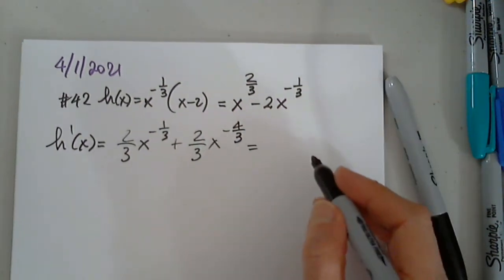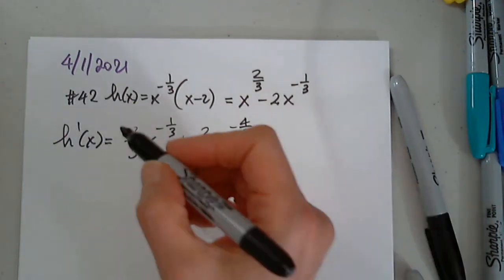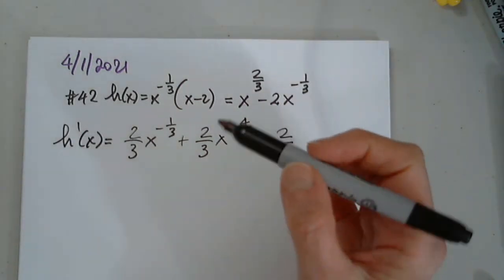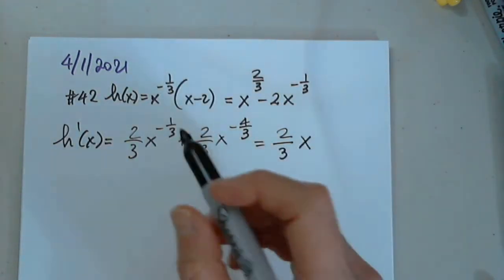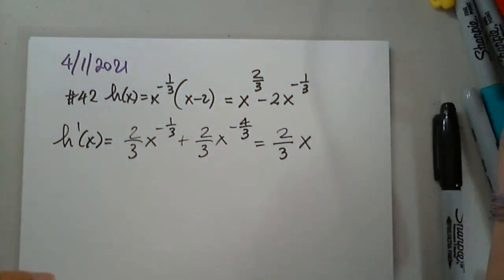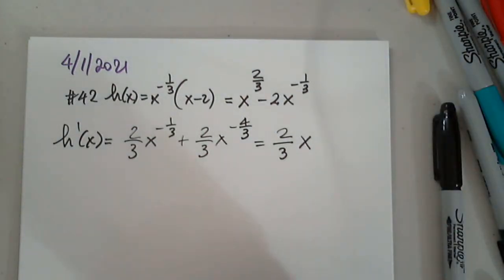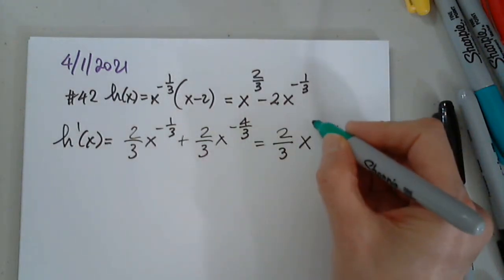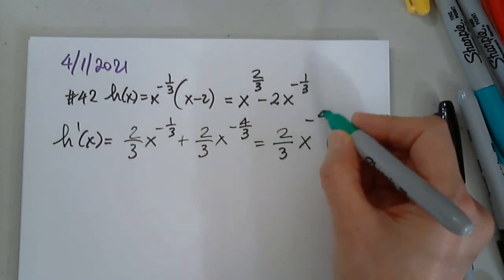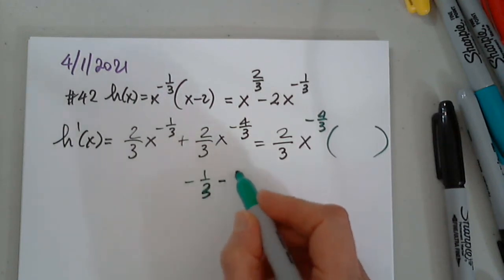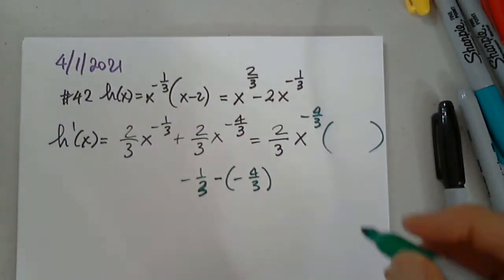Now the trick here is mandatory, a clean shape, as a friend of mine says. So I have to factor out 2/3 and x to the smaller of these two powers. Which is the smallest of the two powers? Very good. So from negative 1/3, when I subtract negative 4/3, what do I get? x to which power?